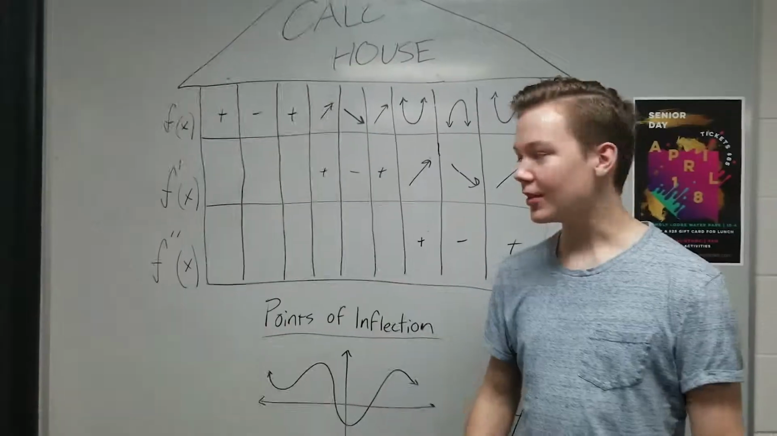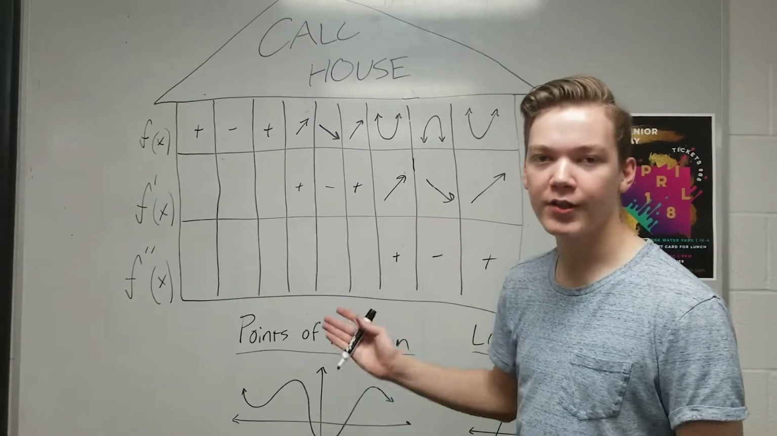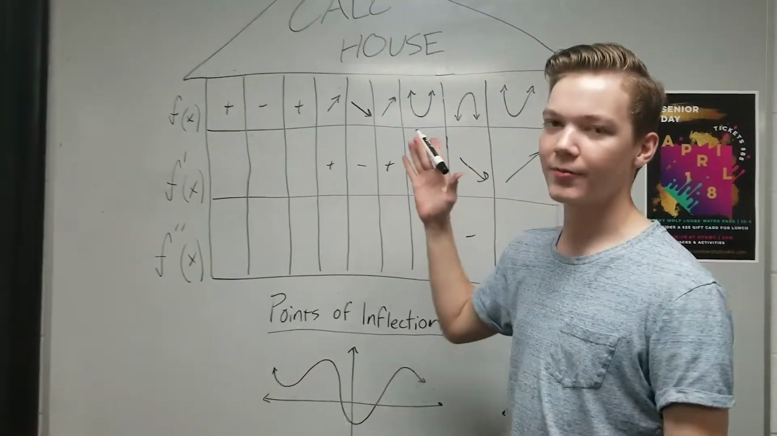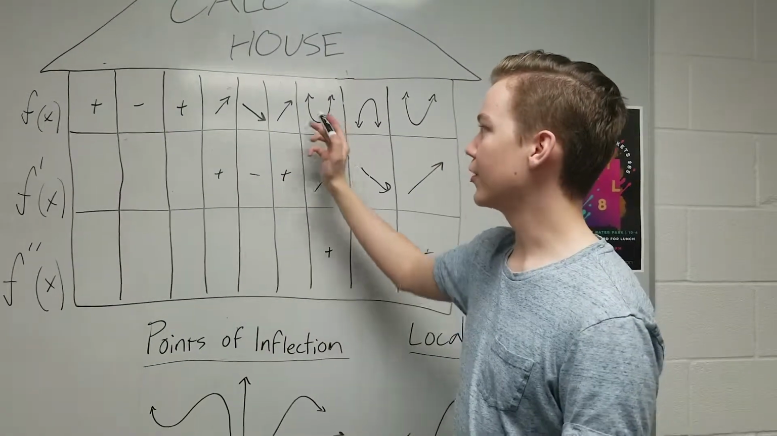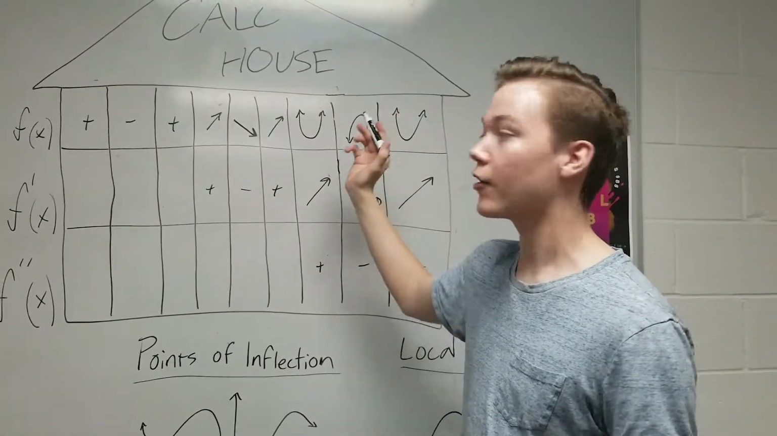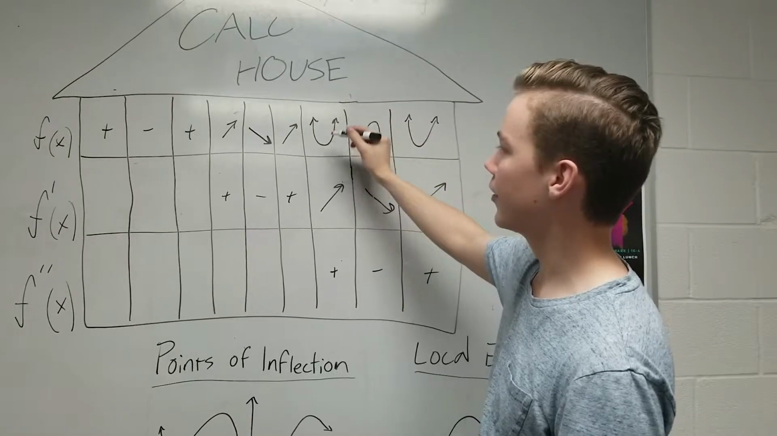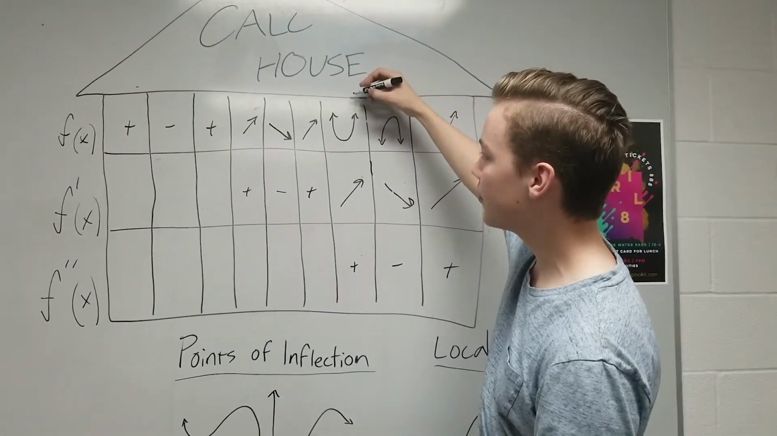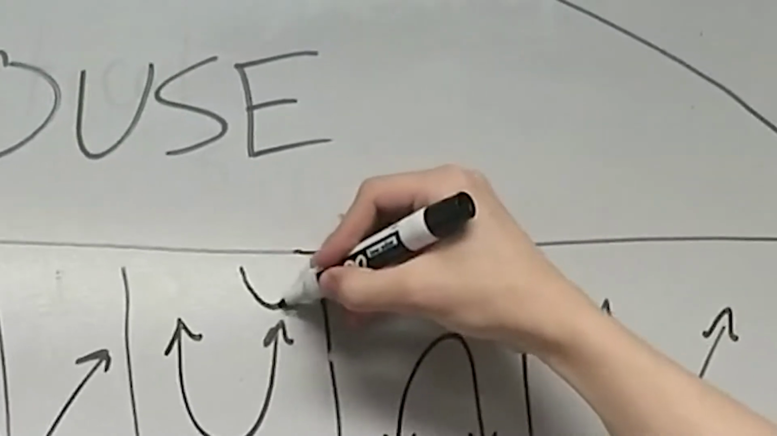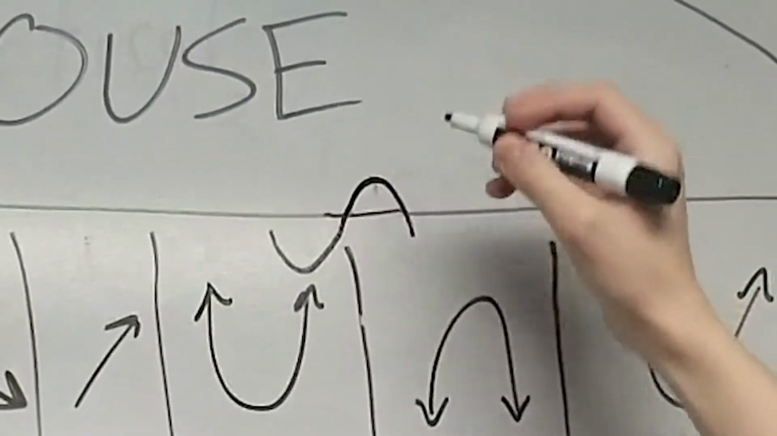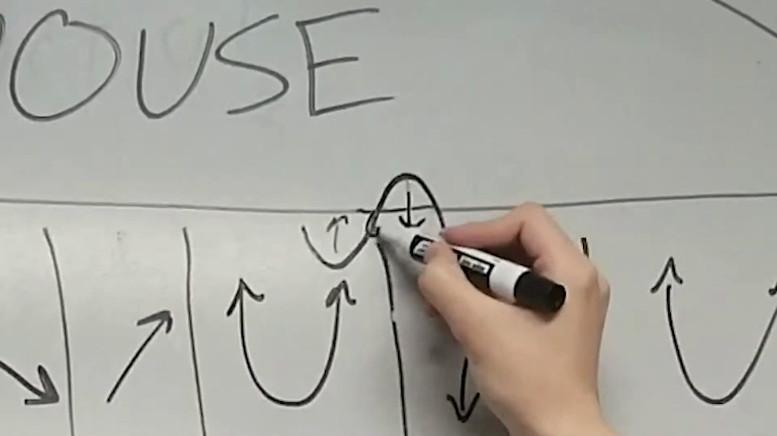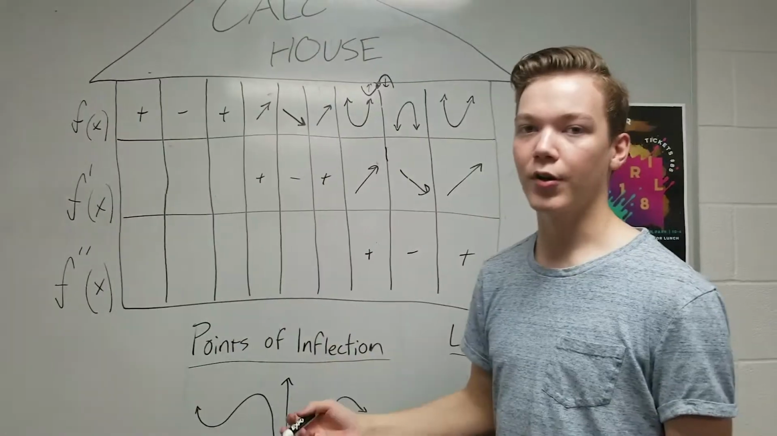So now we have our Calc House done, but it's time to visualize it. Basically, what we do when we try to visualize this is look in between these little rooms of our house. Let's start off with when it's opening upwards to when it's opening downwards. How we can visualize this simply is that it's opening upwards here and then transitions into opening downwards. So here's the upwards part, here's the downwards part. But there's also a point in the middle. That would be our point of inflection.